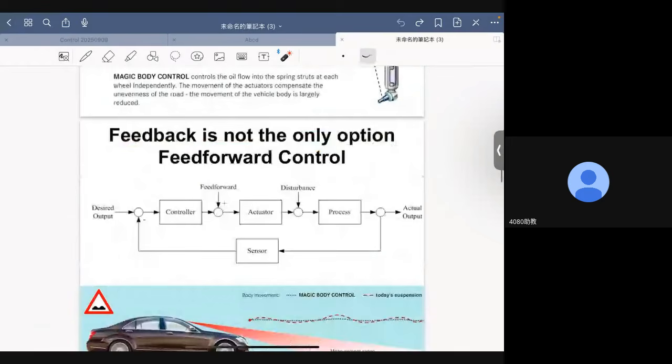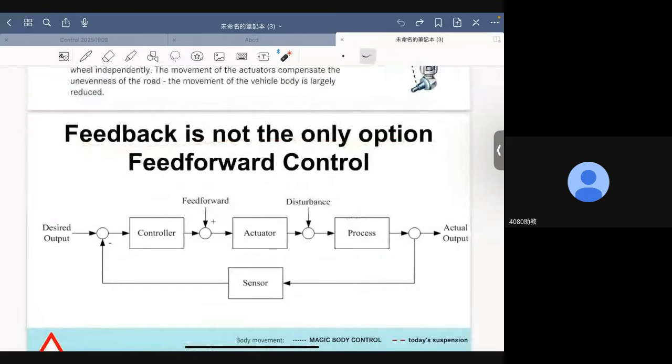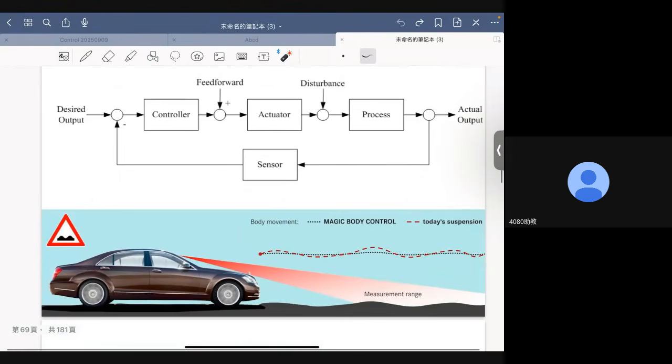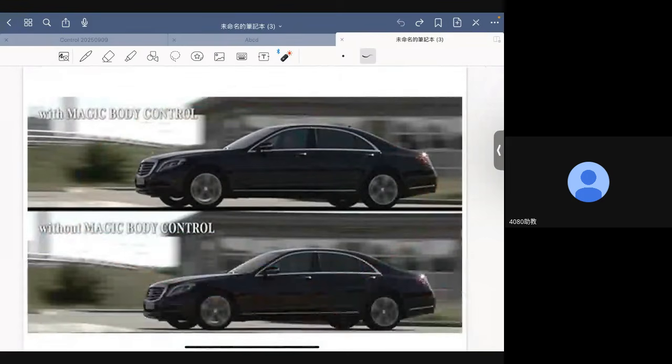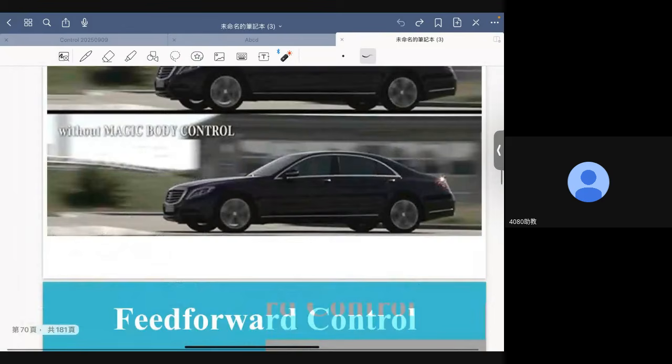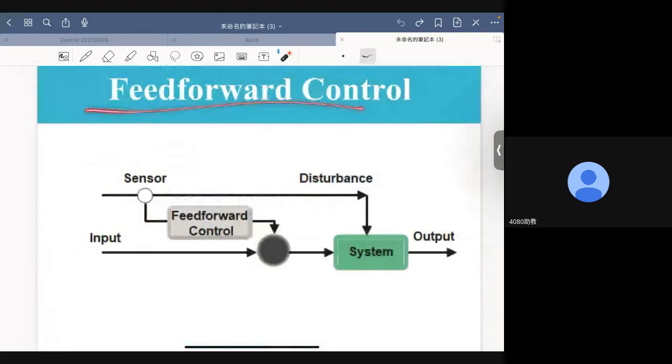All right? So the point I want to make here is that feedback is not the only option. Feed-forward control is another possibility. You can see such a video of Mercedes-Benz magic body control on YouTube, and I encourage you to do that. The basic idea of feed-forward control is that you need a sensor to anticipate the disturbance, and you use feed-forward control to compensate or counteract the influence of the disturbance. If these two factors cancel out one another, then the system will not be influenced by the disturbance.